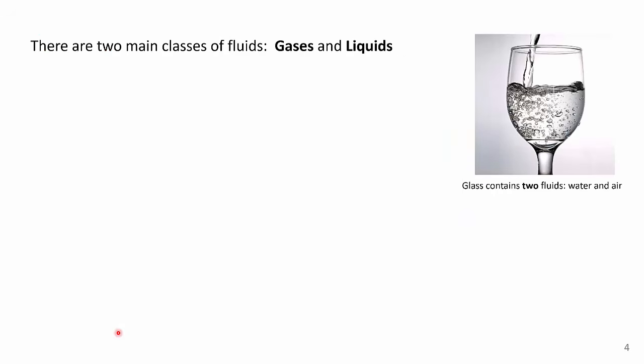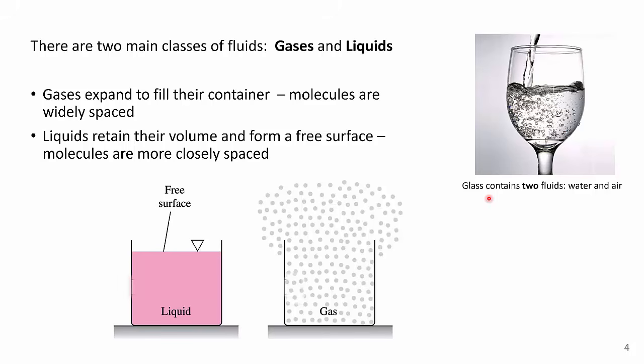There are two main classes of fluids, gases and liquids. I've got a picture here of a glass. The glass actually contains two fluids, water and air. You might be surprised. Gases expand to fill their container, and their molecules are widely spaced at normal temperatures and pressures. At standard temperatures and pressures, the distance between air molecules is quite large.